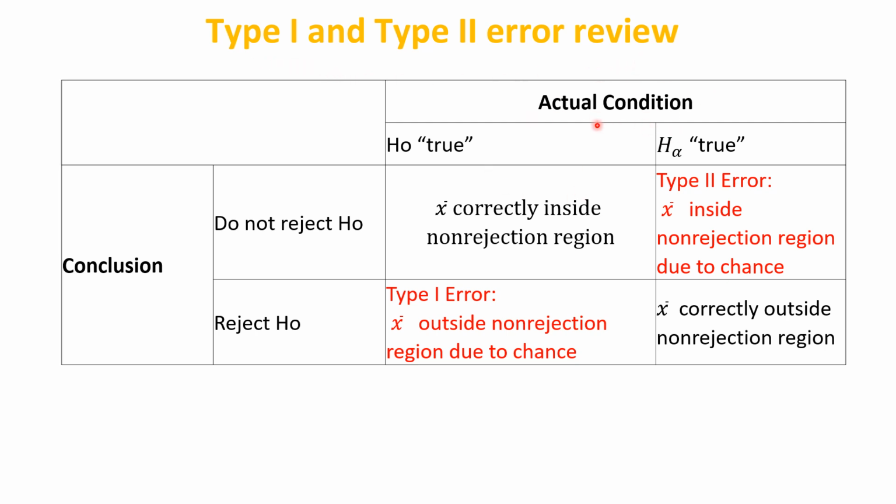This is the actual condition: H0 is true, or the alternative hypothesis is true. Here it is not an assumption, it is a conclusion. Do not reject H0: if H0 is true, then it is correctly inside the non-rejection region. If the alternative is true and you are lying here, then a type 2 error will be there. Reject the null hypothesis: a type 1 error will be there if H0 is true and you reject H0, that is the conclusion. If the alternative hypothesis is true, then it is okay, there is no error.